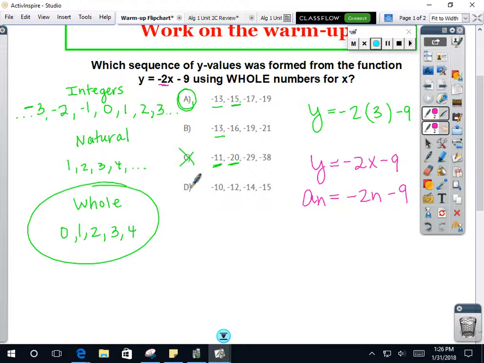Now, say that D started off going down by 2. That's down by 2, down by 2. So say they had put a negative 16 there. You would have then had to start plugging in whole numbers to see if it produced those numbers when you plugged in 0, 1, 2, 3, 4. But since this was the only list that went down by 2 consistently, you didn't even really have to plug in numbers like I did. It was automatically A. Does that make sense?